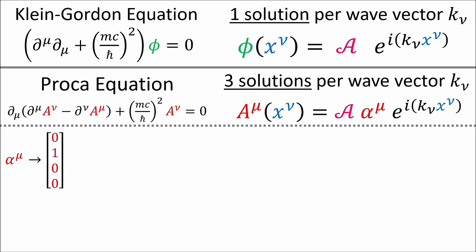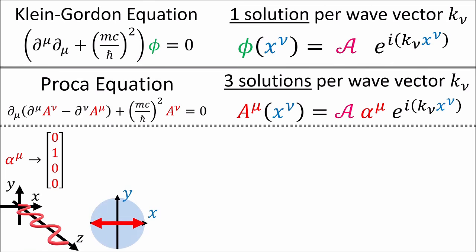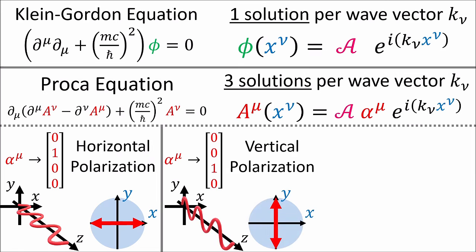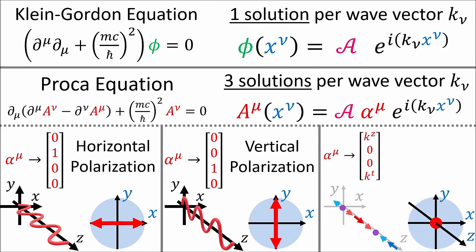In the first solution, we see the wave oscillates back and forth along the x direction as a vector. We call this horizontal polarization. In the second solution, the wave oscillates back and forth along the y direction as a vector. We'll call this vertical polarization. In the third solution, the wave oscillates back and forth along the z direction as a vector, which is along the axis of wave propagation. We'll call this longitudinal polarization.